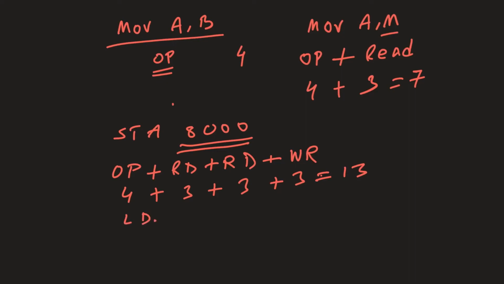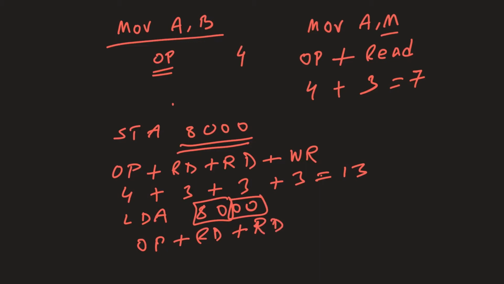And for the LDA instruction, same, if we write LDA 8000, then opcode fetch, 2 reads. First it will read this, then it will read this, and then LDA means the content of the memory location 8000 will be transferred to the accumulator. So one more read cycle will be there. These 2 read cycles are for reading the location, and the third read cycle is for transferring the content from the 8000 location to the accumulator. Here also the number of T states is 13.